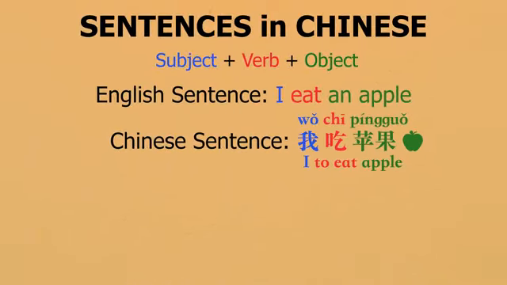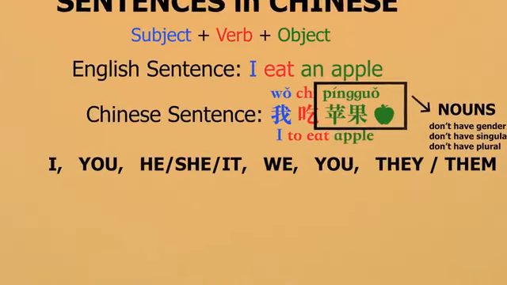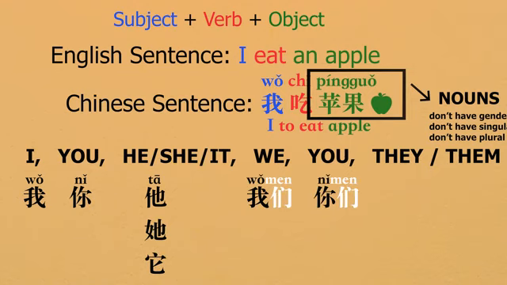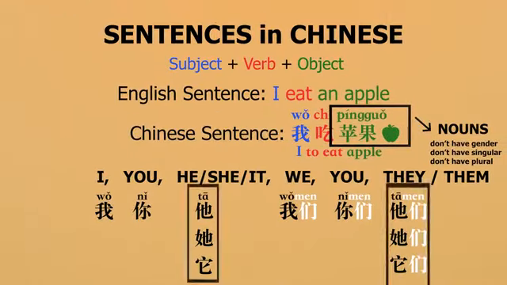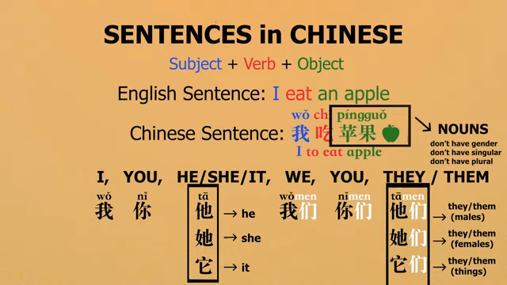As you can see, in Chinese there are no articles because nouns in Chinese don't have gender, singular, or plural. The only exception are personal pronouns. I, you, he, she, it, we, you, they, them. In Chinese, 我, 你, 他, 她, 它, 我们, 你们, 他们, 她们. As you can see, only with the third person you can have gender. And this is because the character itself expresses the gender. In fact, the characters are different.